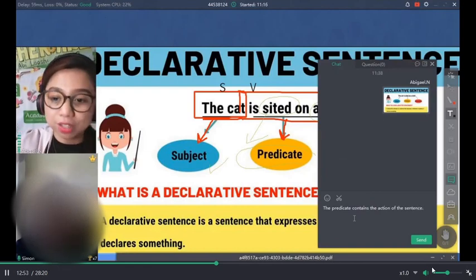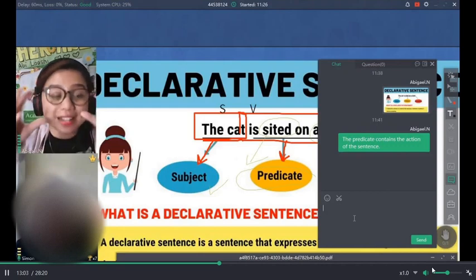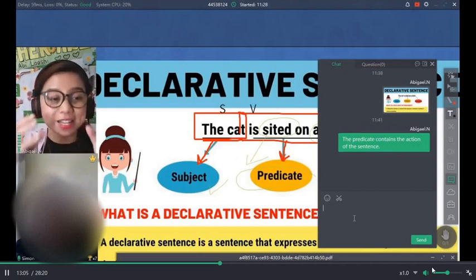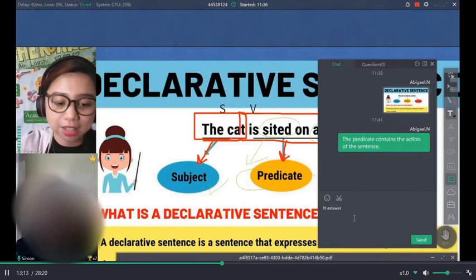So very good, Simon. You know that basically a sentence follows subject, verb, and object. That's correct. And a predicate always says the action of the sentence. It answers the question.